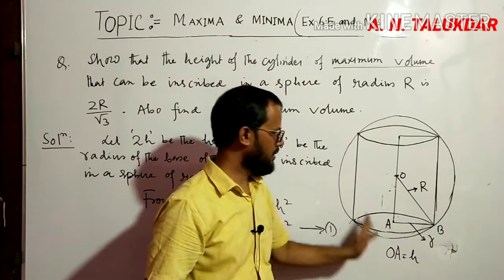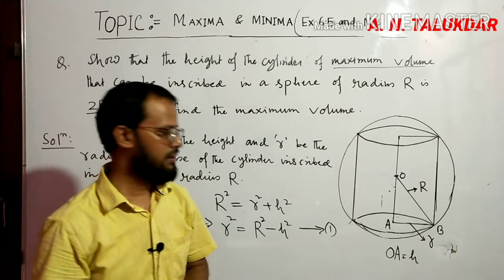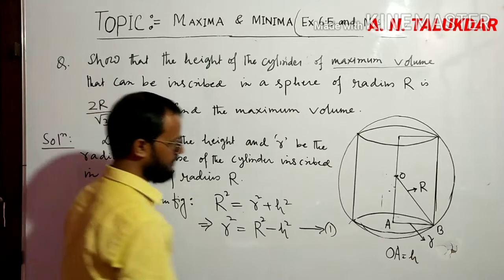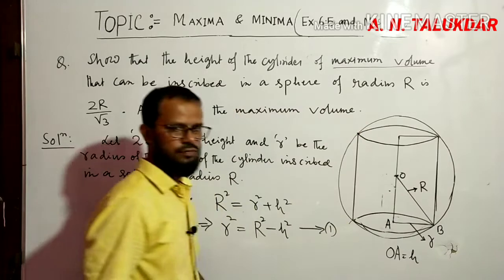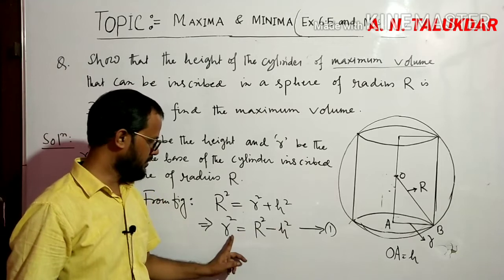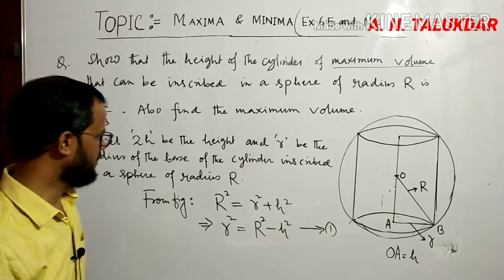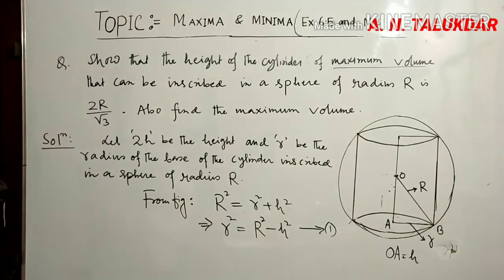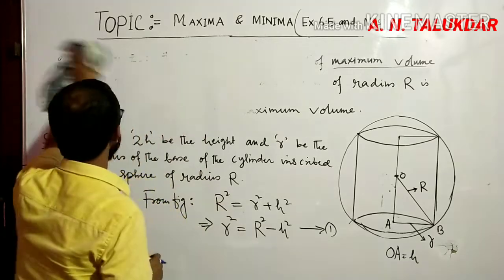So a cylinder is drawn inside a sphere. What is the radius of the base? r. What is its height? Twice h. So here OA is equal to what, h. Clear. Now from the figure of the right angle triangle, this is R, this is your h, and this is your small r. So finally what you get by Pythagoras law: R square is equal to small r square plus h square. From here small r square is equal to capital R square minus h square. It's a simple calculation, I am not going to explain. Now you need volume. So let B be the volume of the cylinder.